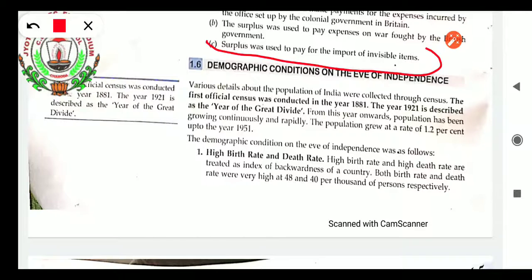Okay, now comes the demographic condition on the eve of independence. When we take the demographic condition on the eve of independence, it shows what development our country faced, or how undeveloped the situation of India was during the British time, around the time of independence. Various details about the population of India were collected through census.